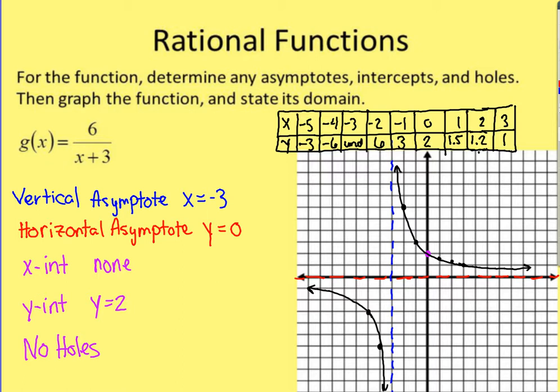The last thing we would do is state the domain. The domain of the function is finding where it cannot happen. This will be any holes and any vertical asymptotes. We have a vertical asymptote at x equals -3, so our domain x cannot equal -3.